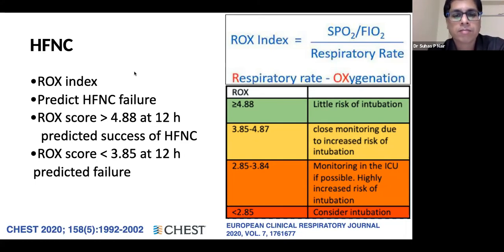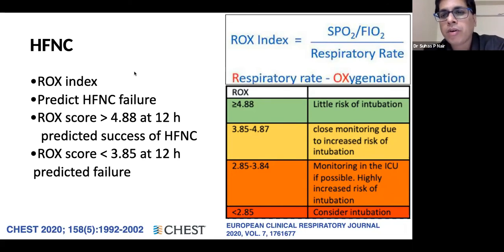Always see the patient clinically: whether the work of breathing is increasing, whether the patient is more tachypneic, whether the accessory muscles are working, whether the respiratory distress is worsening. What is the oxygenation, what is the saturation, and you should have continuous pulse oximetry going on. How are the ABG values, whether the PaO2 is worsening or whether there is carbon dioxide retention. These are the important factors that should be monitored, and you should closely monitor for HFNC failure.